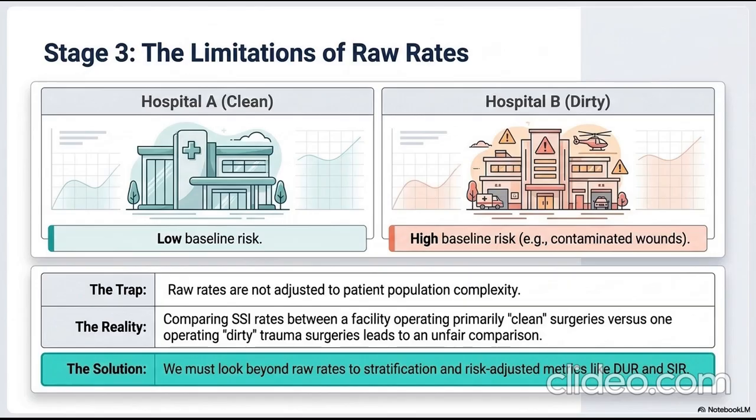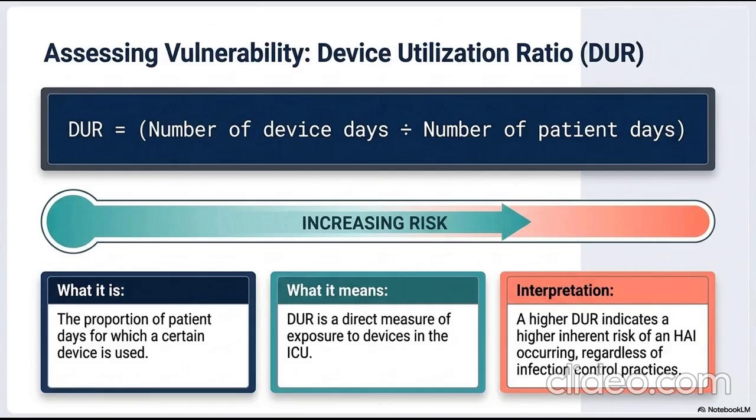Slide 13. Benchmarking performance. Standardized Infection Ratio, SIR. The SIR is a superior indicator for comparison across facilities. It is calculated as observed HAIs from Form 2, divided by predicted HAIs. The predicted value is based on national NHSN baseline data, adjusted for the specific facility's risk factors.